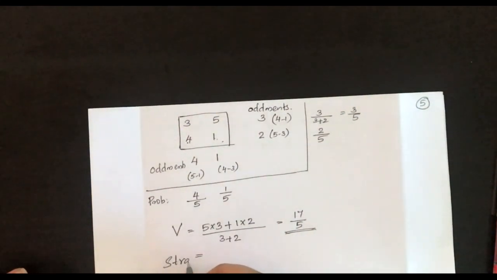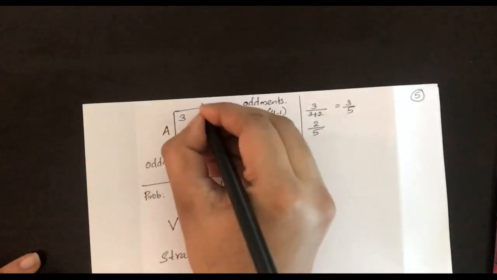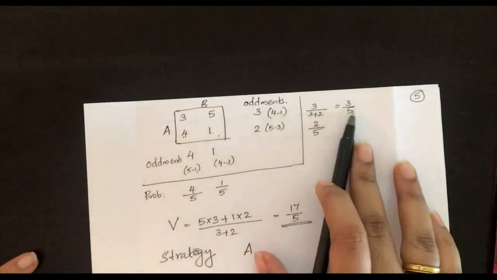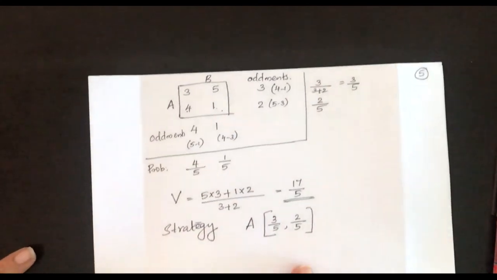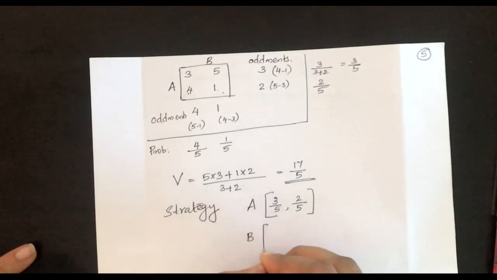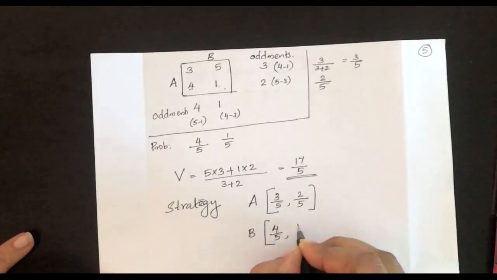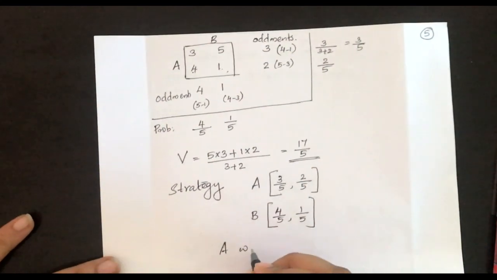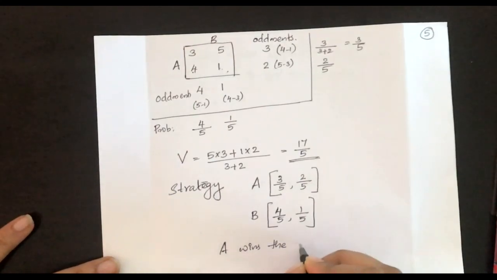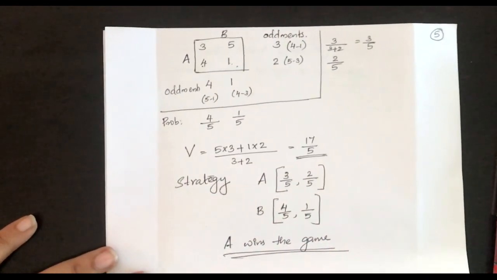Next we need to find out the strategy. A is the maximizing player and B is the minimizing player. A's strategy is 3 by 5 comma 2 by 5. Then the strategy of B is 4 by 5, 1 by 5. Since the value of the game is positive, A wins the game. Thank you.